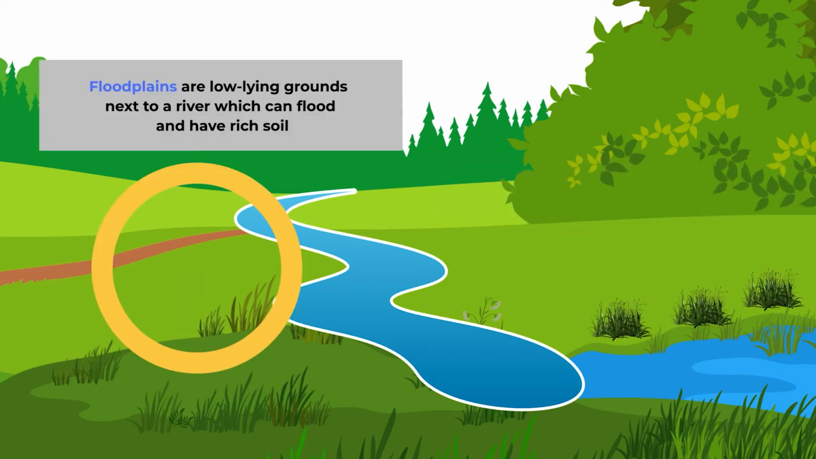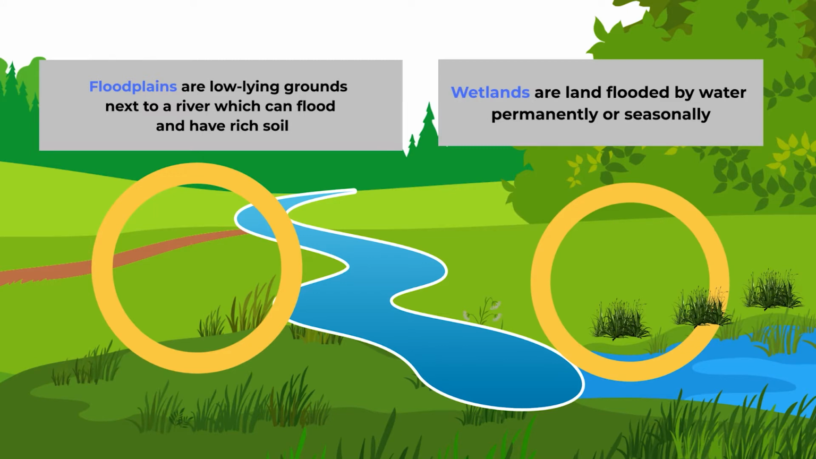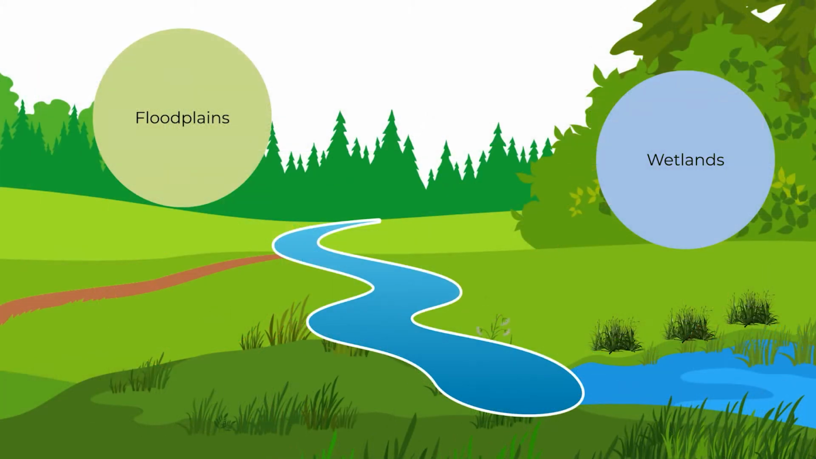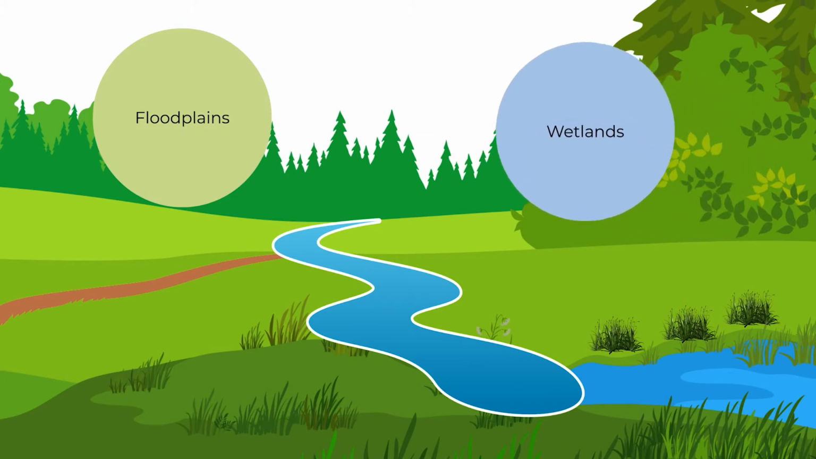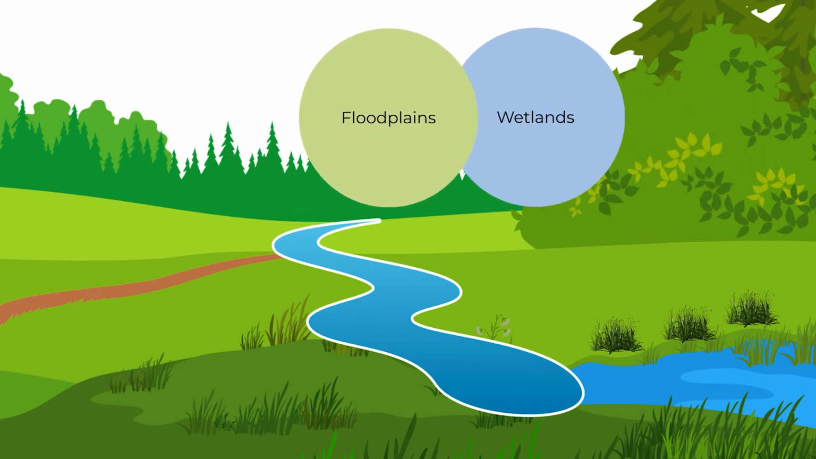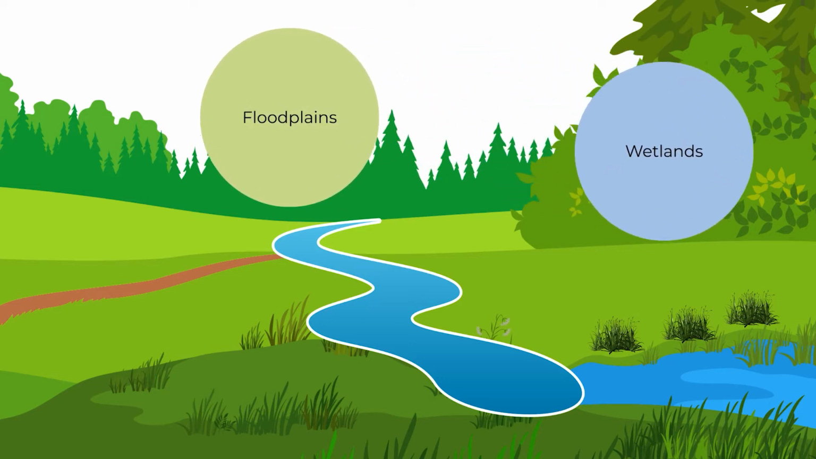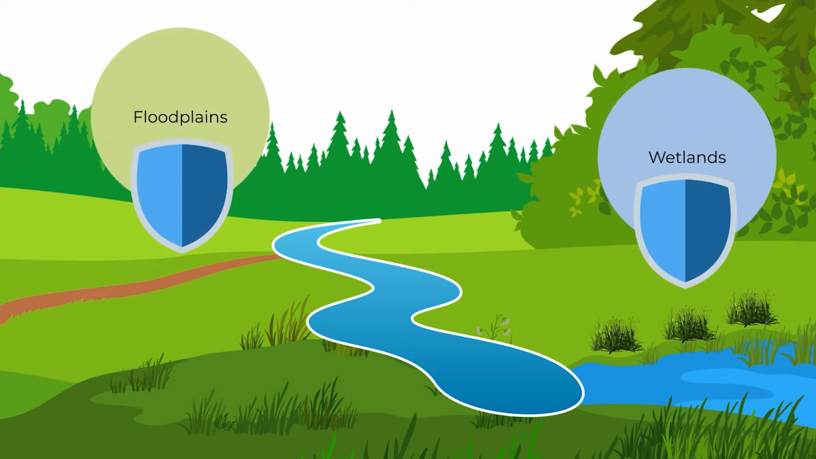Two such naturally occurring features, floodplains and wetlands, are already equipped to intercept floodwater. Wetlands and floodplains sometimes, but not always, overlap. Understanding the distinction between them can help to clarify our role in protecting each.